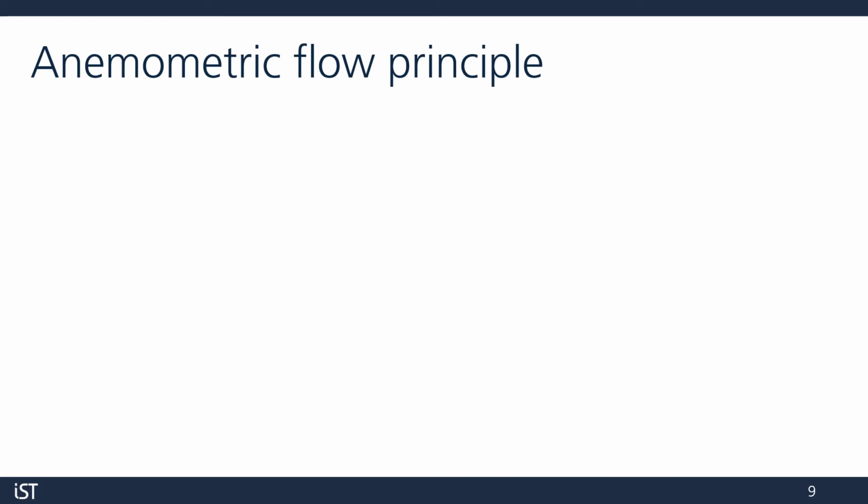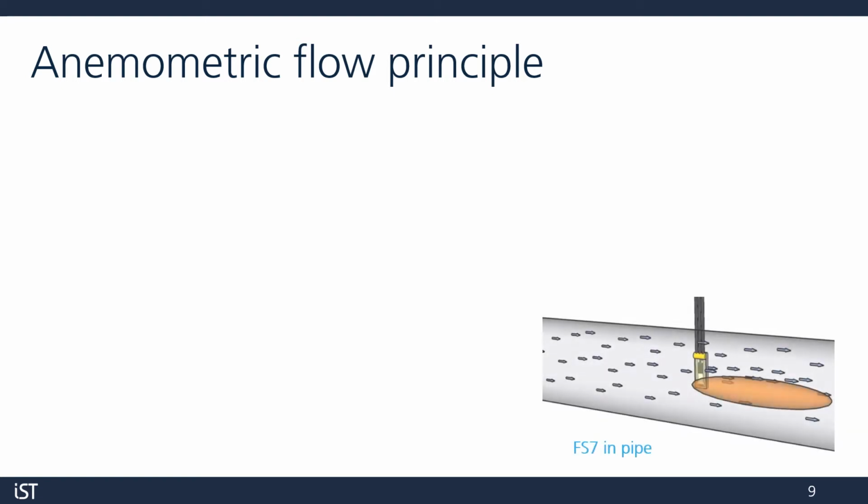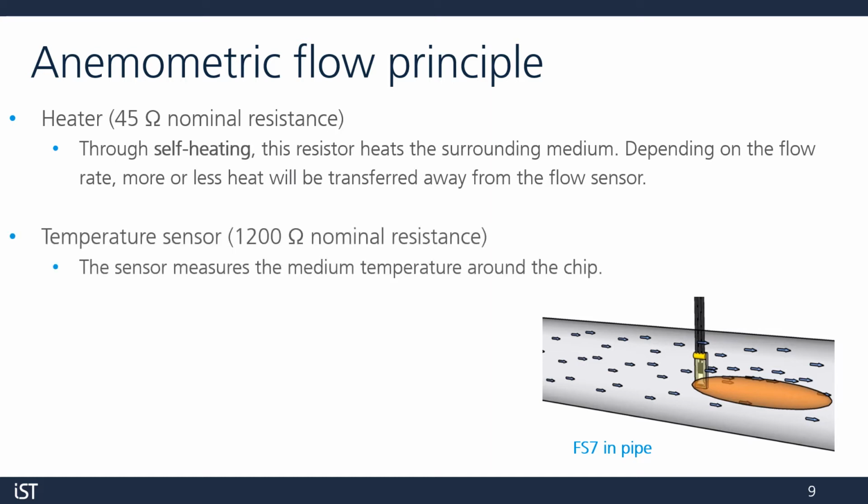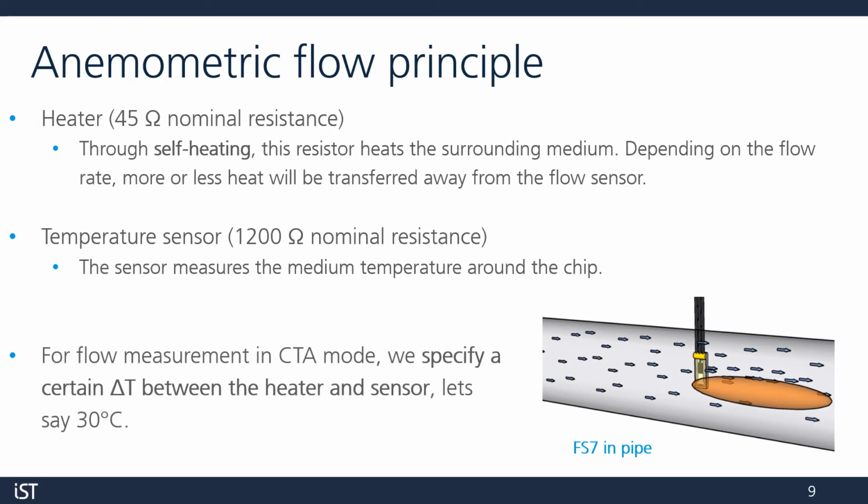Let's take a closer look at measuring in CTA mode. Here we have an FS7 flow sensor fitted in a pipe. Using sensor self-heating, the heating element heats the surrounding medium. Depending on the flow rate, more or less heat will be carried away from the flow sensor. The temperature sensor measures the medium temperature around the chip. For flow measurement in CTA mode, we specify a certain temperature difference between the sensor and the heater. Let's say, for example, 30 degrees C.